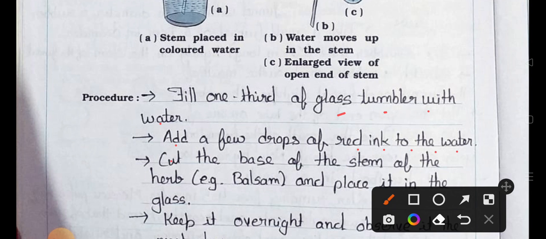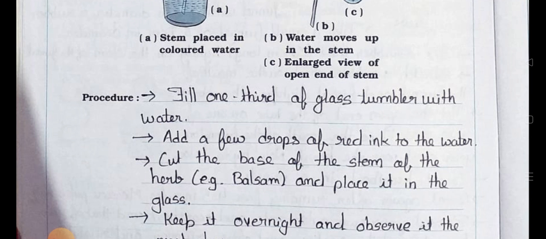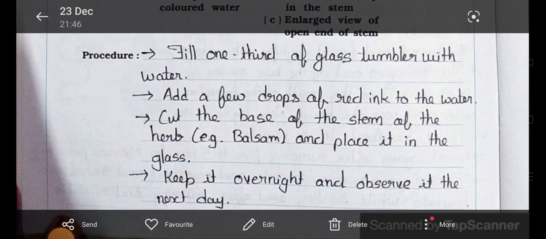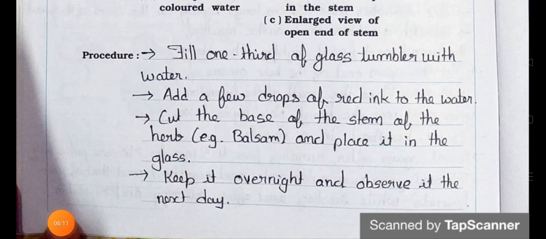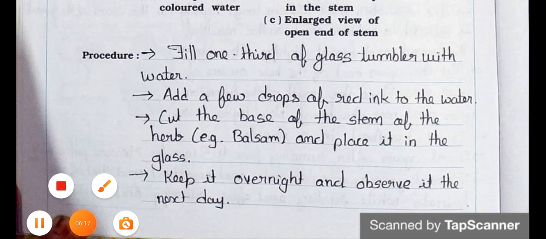Next point is to cut the base of the stem of the herb, for example balsam, and place it in the glass. Keep it overnight and observe it the next day. Now see the next page.